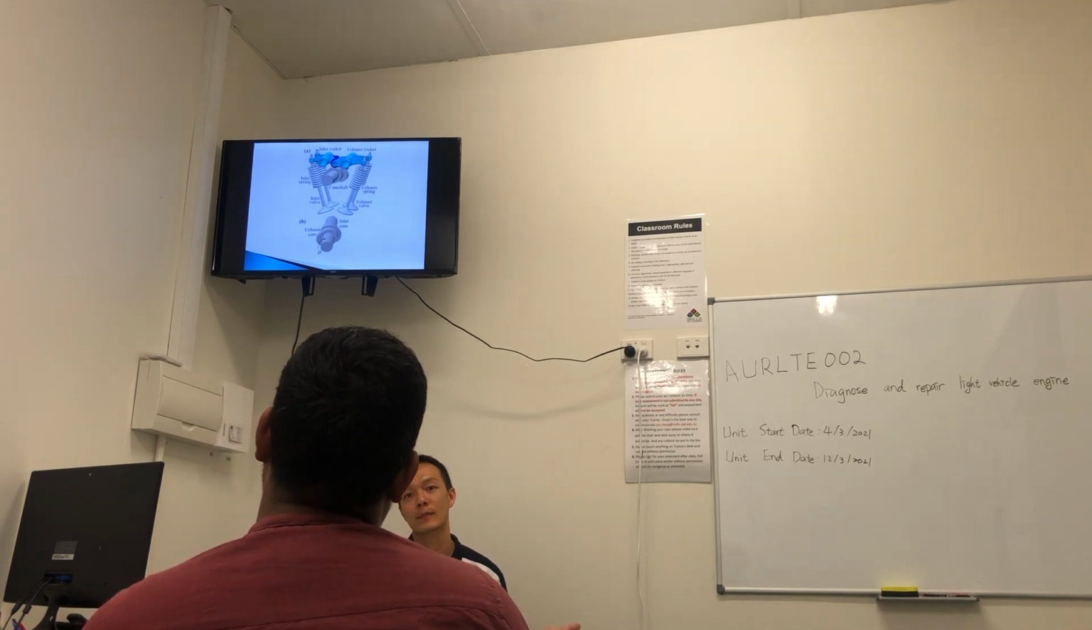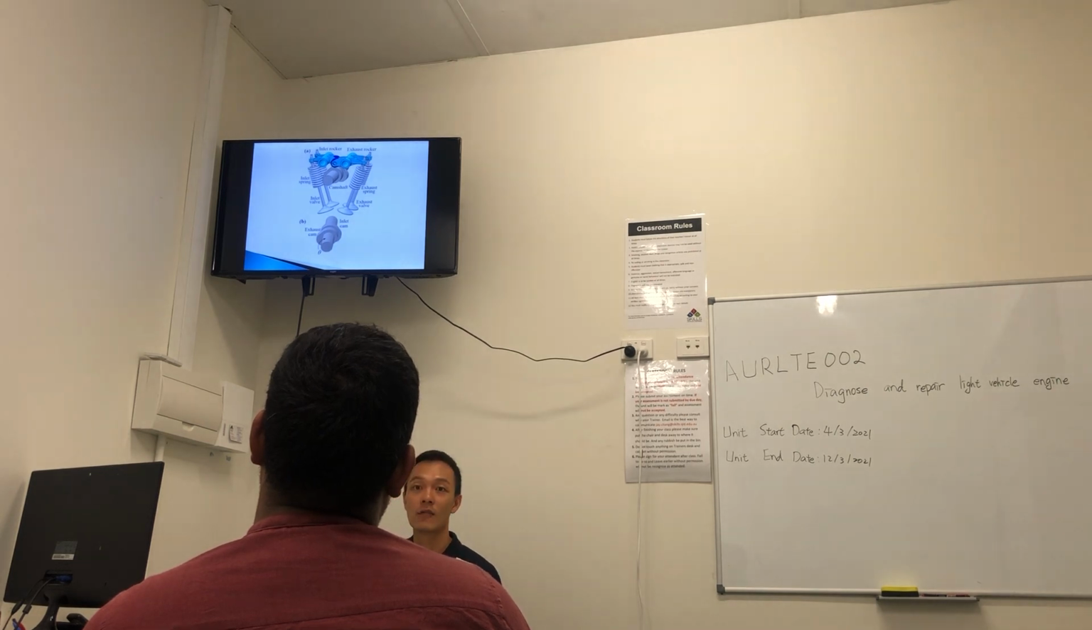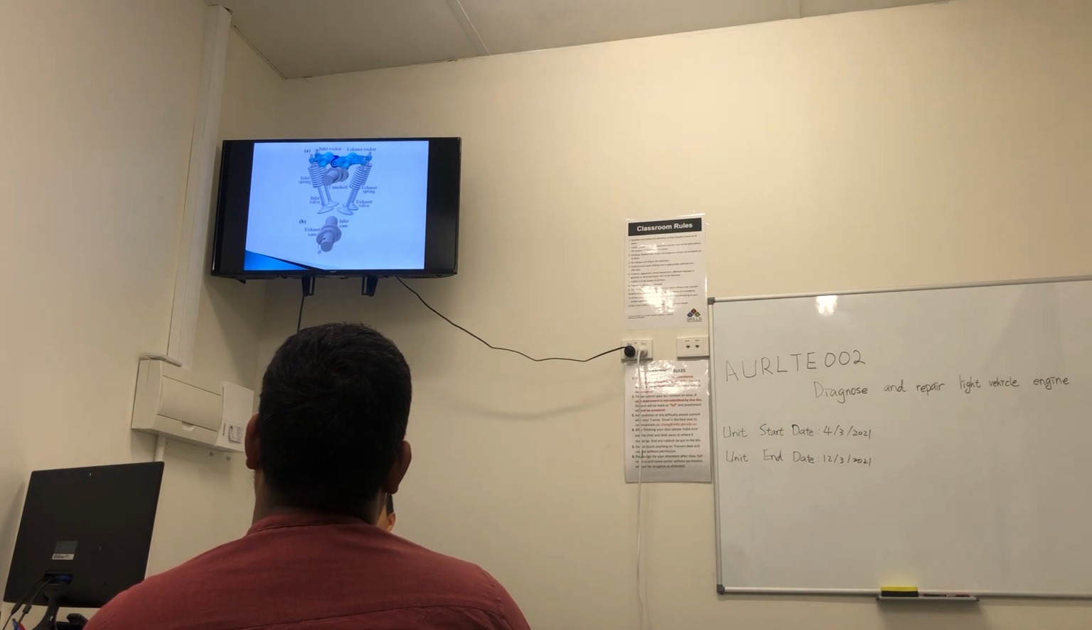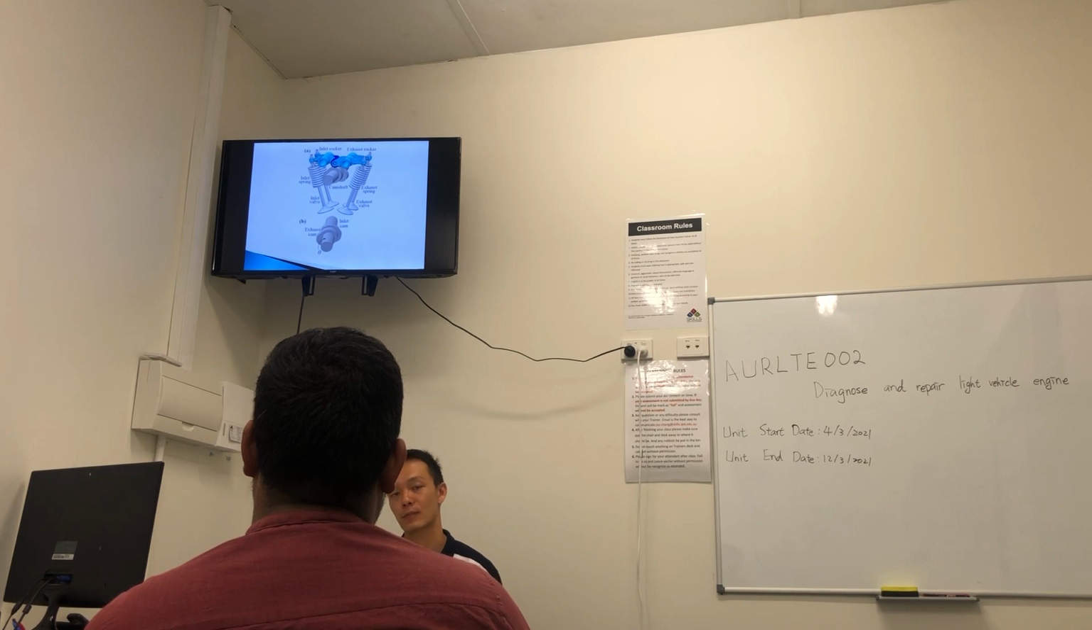We'll send it to the specialist. They will machine the face and check all the valves. Inside the valve, the stem seal has a plastic seal at the top. If that one is faulty, it might cause black smoke. That smoke comes from the exhaust pipe.